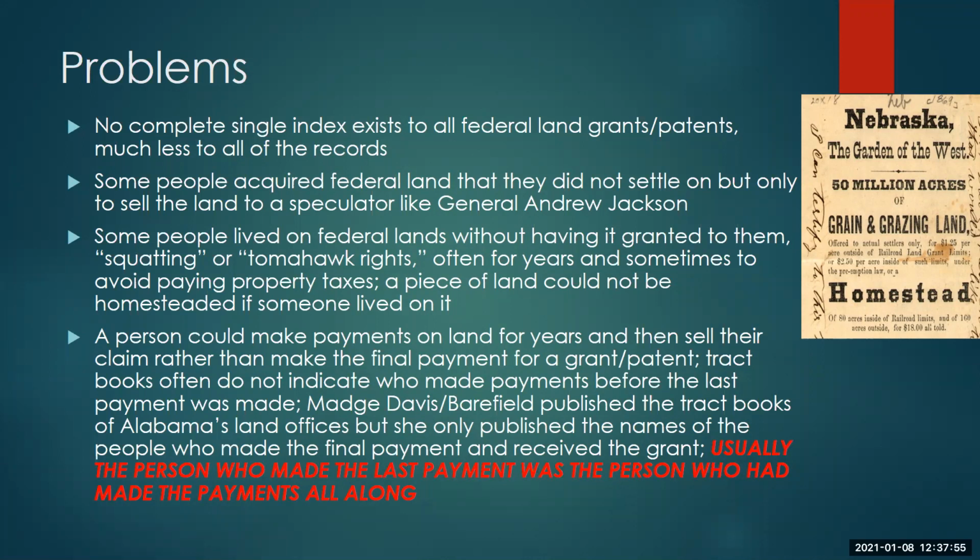Some people lived on federal lands without having it granted to them. This was called squatting. It was also called tomahawk rights. Now, why would somebody settle on federal land and not take out a patent or a grant? Maybe they could not afford to. Also, if you're squatting on federal land, you're not having to pay taxes on the land, not to anybody, because the land technically does not belong to you.